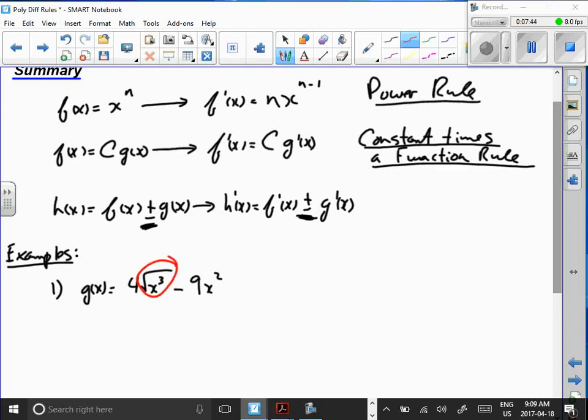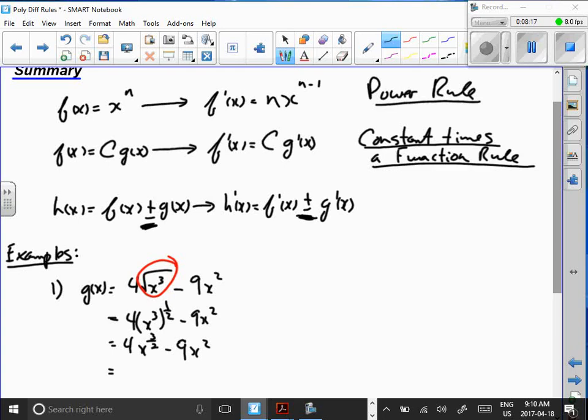So square root as an exponent is exponent 1/2. Right? So this becomes 4 times x cubed to the 1/2. It's just the x cubed is to the 1/2, minus 9x squared, which is then 4x to the 3/2 minus 9x squared. And now we can find the derivative.